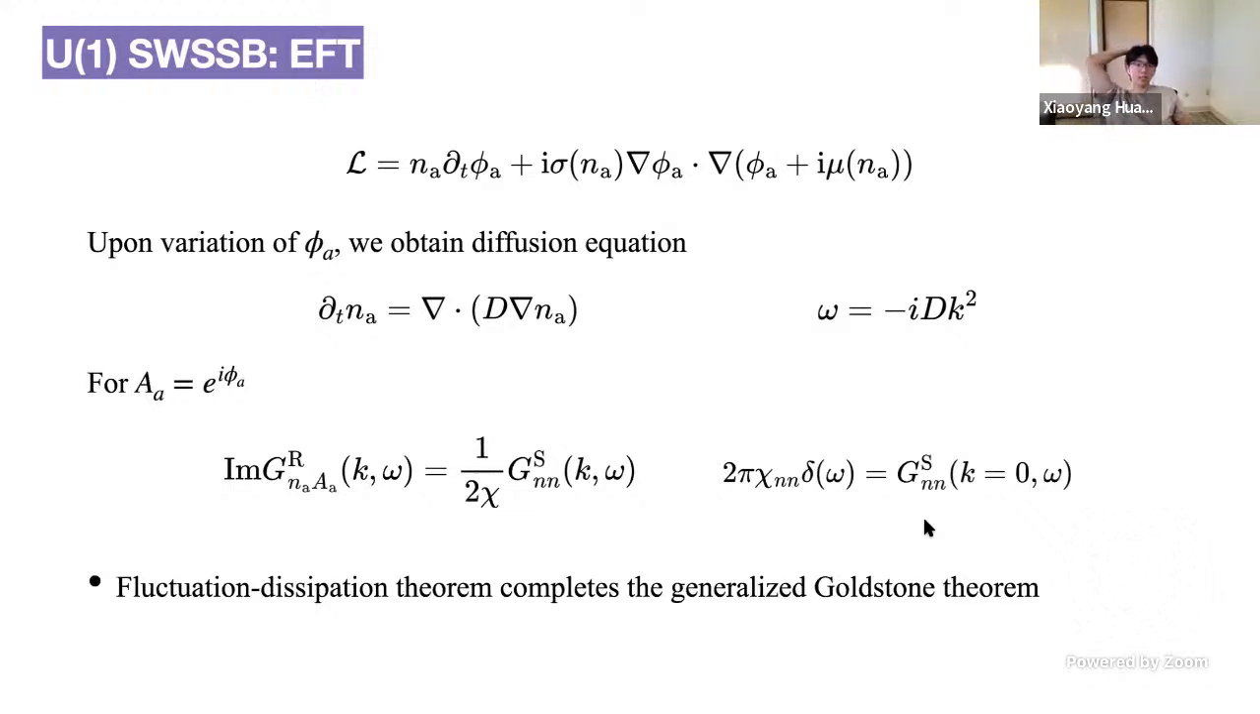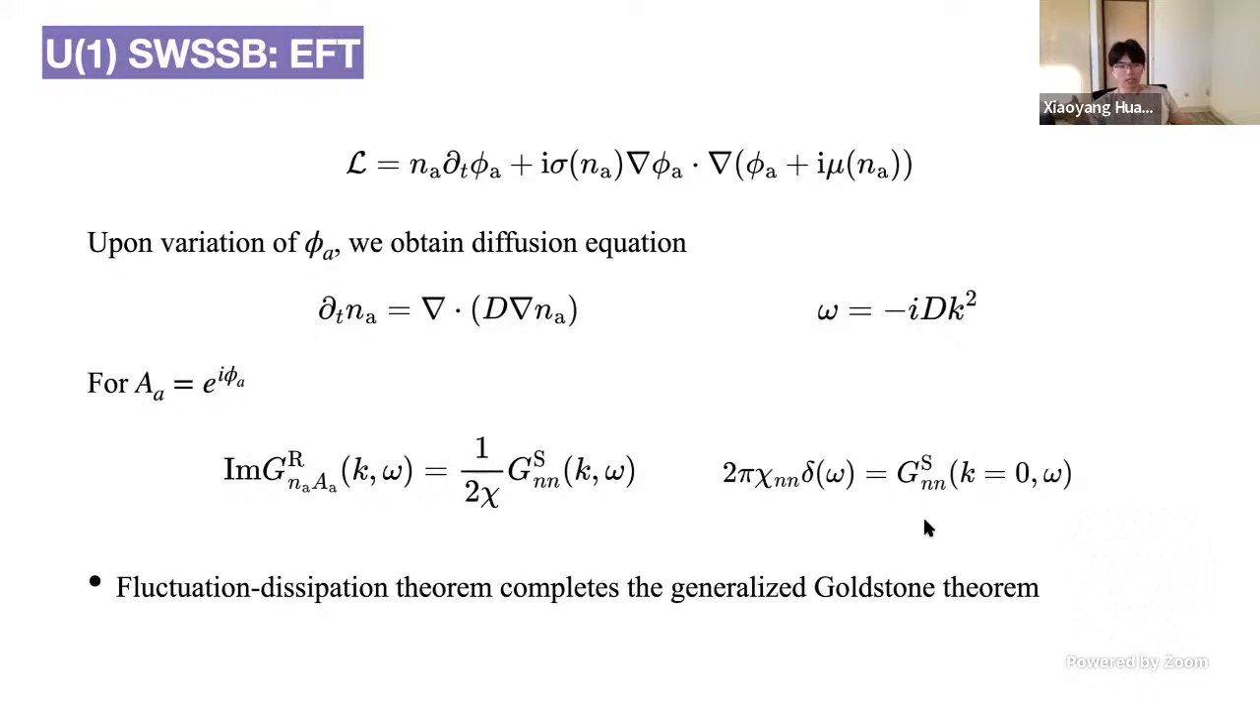Okay, so now let's take the phase field phi A in the double Hilbert space, and calculate the retarded Green's function. Just follow the definition of it and calculate the imaginary part. The fluctuation-dissipation theorem will tell you that it's related to the symmetric Green's function by the following structure.